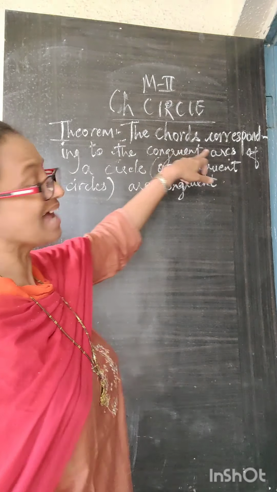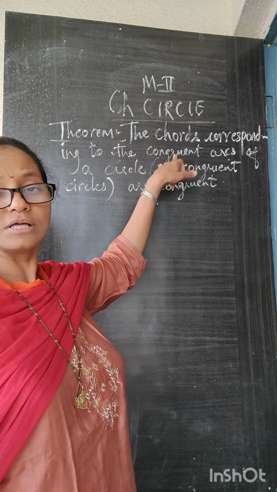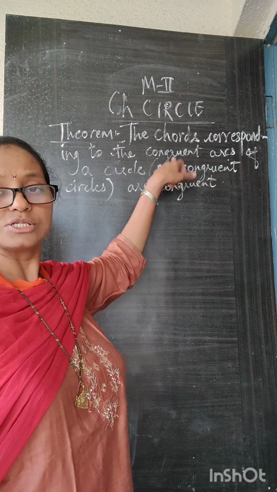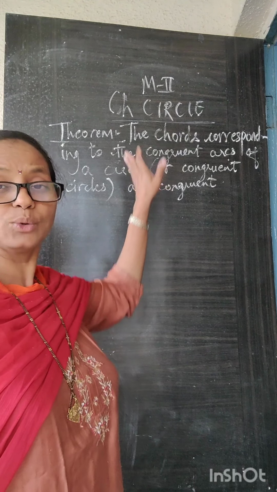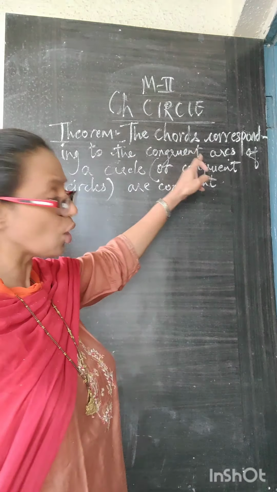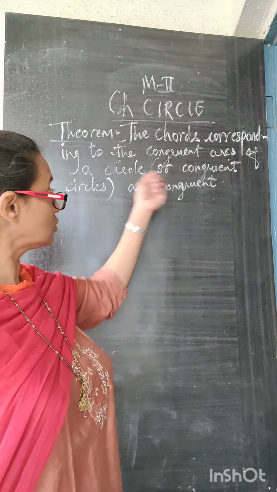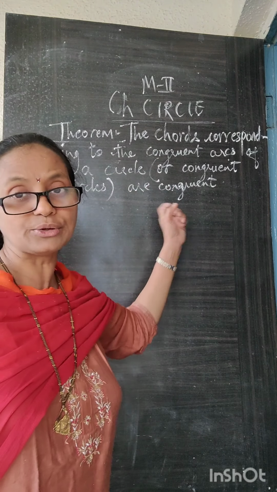That the congruent arcs are mentioned here. The chords are of what? The circle. The circle having the congruent arcs. That means congruent arcs are given to us, and you have to prove that the chords are congruent. So the chords corresponding to the congruent arcs of a circle or congruent circles, they are congruent, you have to prove.